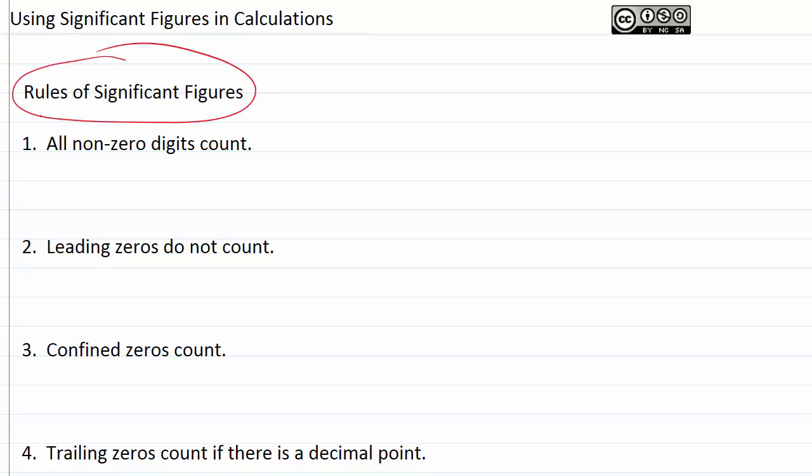First of all, the rules of significant figures. The rules are: all non-zero digits count. So just non-zero digits would be like 457, we've got 3 sig figs there. 35, 2 sig figs. The number 5, 1 sig fig. Leading zeros do not count.